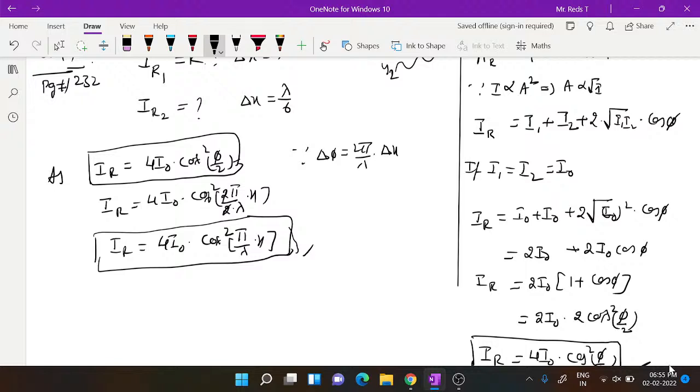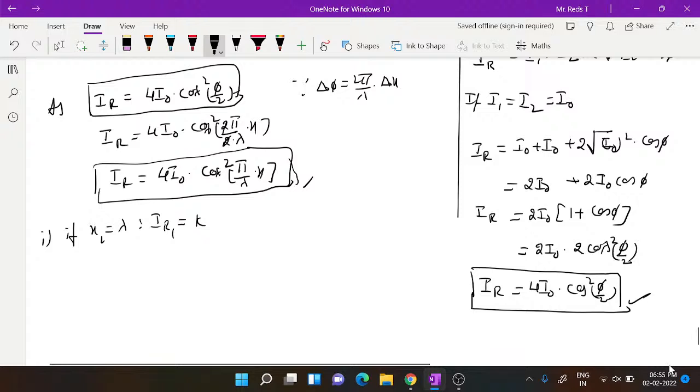Now here path difference is given. In terms of path difference, how to find intensity we want, right? So here the first case is if path difference x is equal to lambda, intensity is k, right? IR1, if x1 is lambda, IR1 is equal to k. Then what you are going to get, let us try to understand. If you substitute this here, you can take that ratio also directly and you can compare. Otherwise step by step you can do.